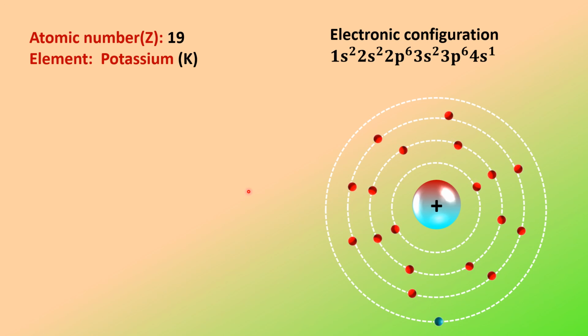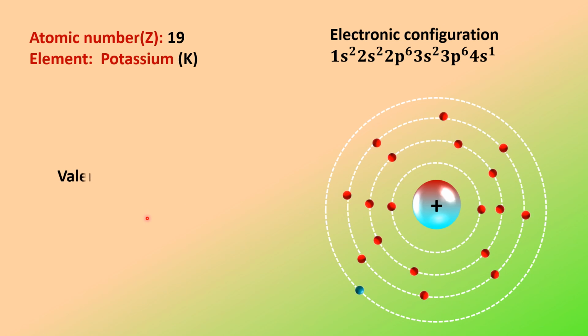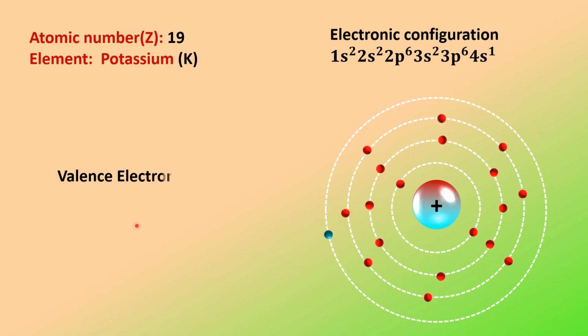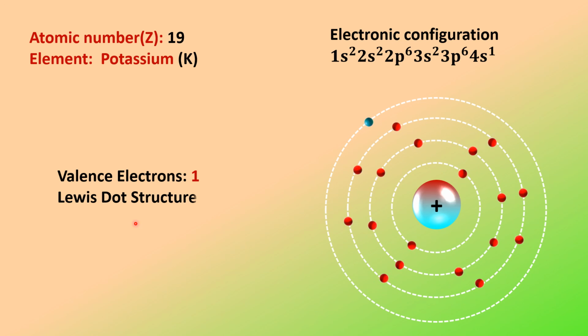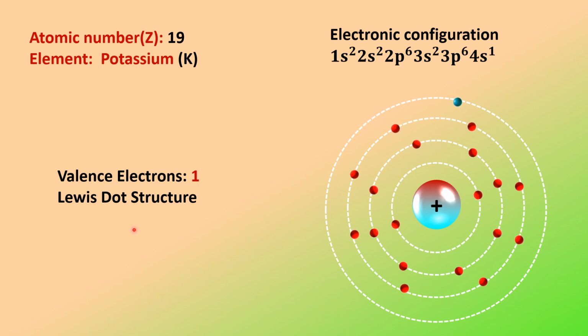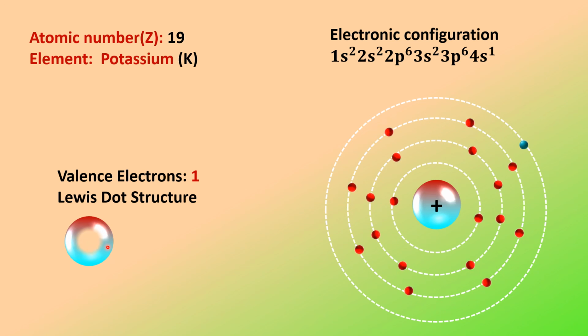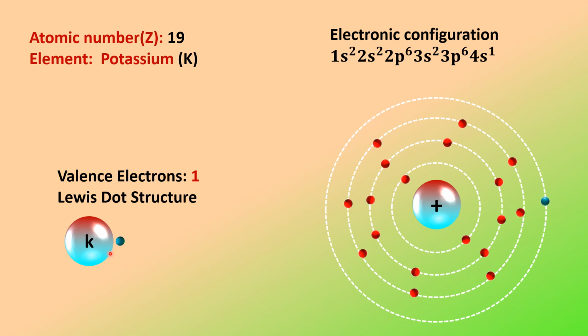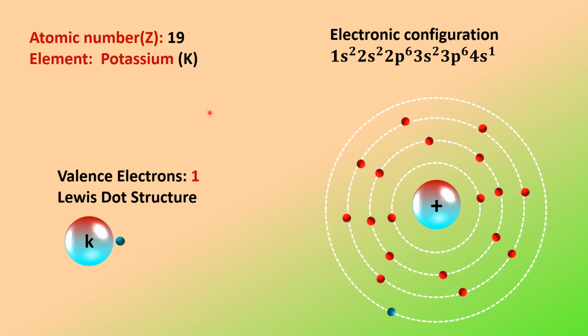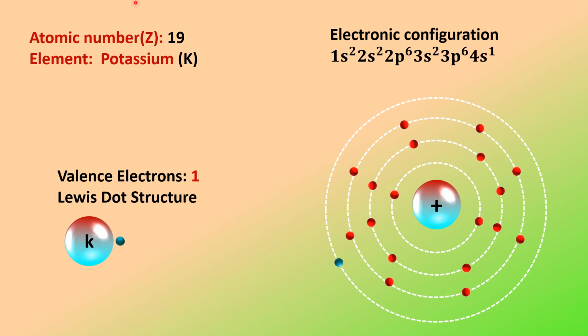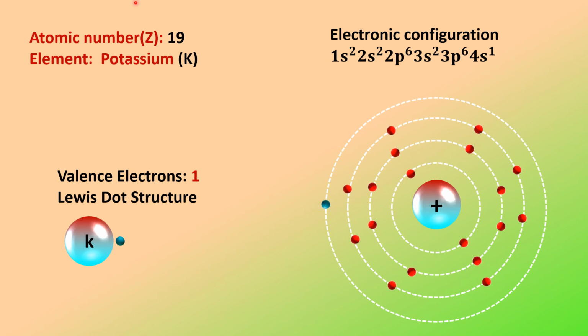Now we'll write the dot structure for potassium. Valence electrons is equal to 1. This is the potassium nucleus with only 1 electron in its outermost shell. This is the dot structure for potassium. Now we'll see the 20th element.